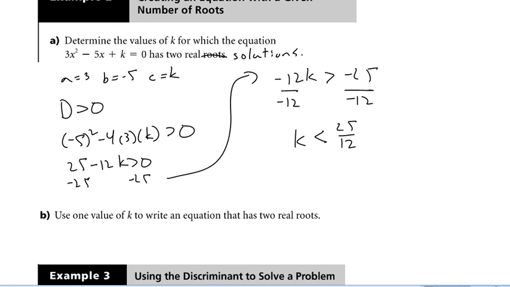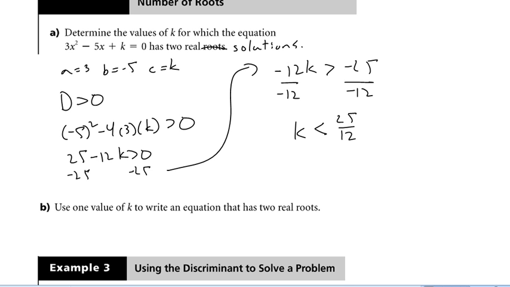And now part B says, choose a value of k to write an equation that has 2 real solutions. So any value of k that's less than 25 over 12. So let's say, for example, we use k equals negative 247. That's less than 25 over 12 for sure. So that would be 3x squared minus 5x minus 247 equals 0. That will have two real solutions because k is less than 25 over 12.